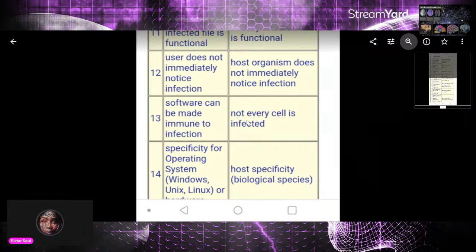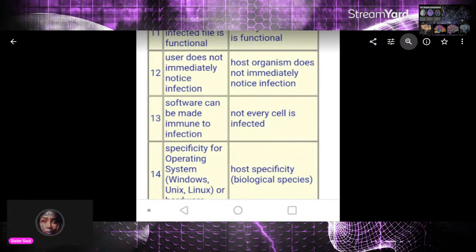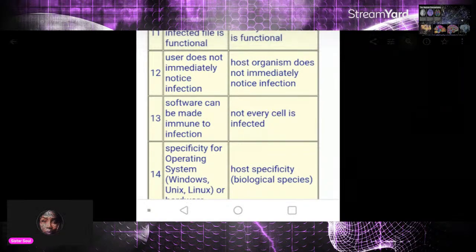And the same thing with your cells. Not every cell is infected. It has immunity. We have antigens, certain antigens that flow through your genome, right? Being a copper-based being, right?